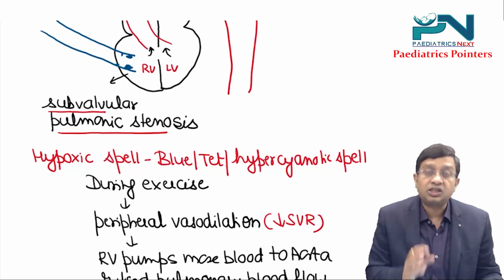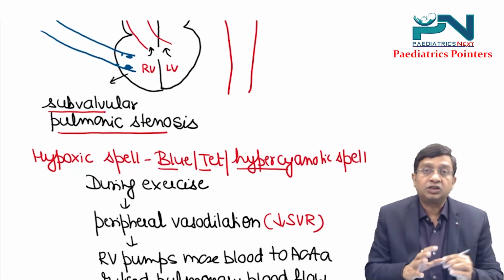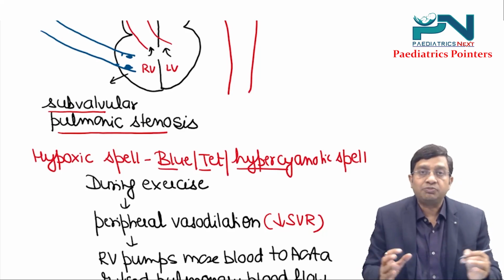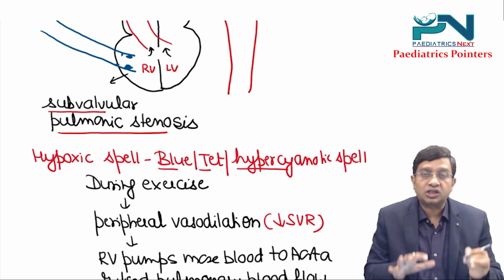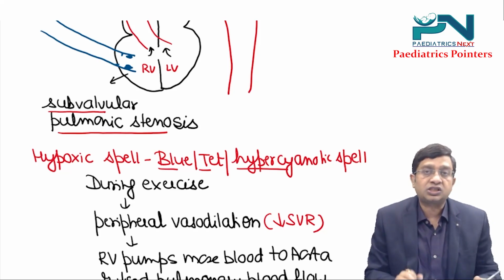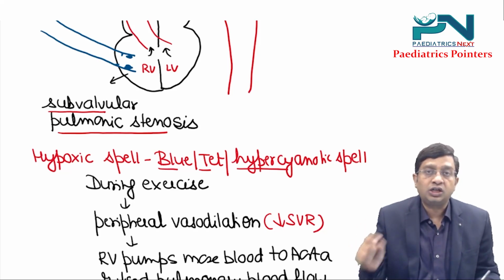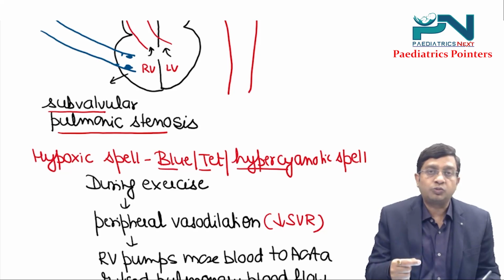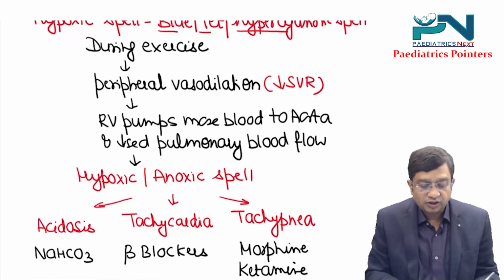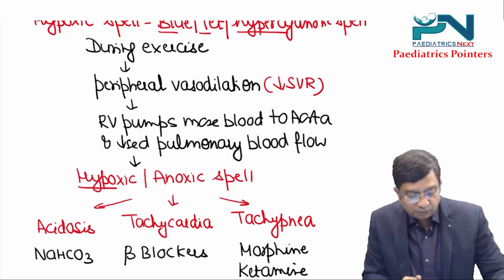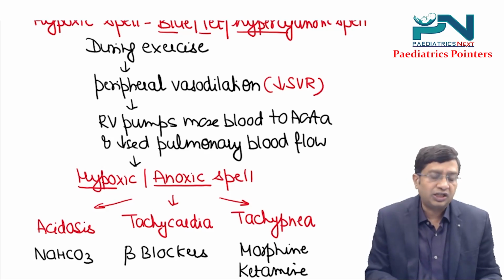Then there is a thing which you get, the hypoxic spell, which is also called blue tet or hypercyanotic spell. The concept says during exercise, or maybe when a child is crying, there is peripheral vasodilation, the systemic vascular resistance decreases. So it becomes easy for the right ventricle to pump the blood to aorta. More blood goes to aorta, less blood to pulmonary artery. Aorta gets more deoxygenated blood, less oxygenated blood, and there is hypoxic or anoxic spell. This can be called blue spell or hypercyanotic spell.